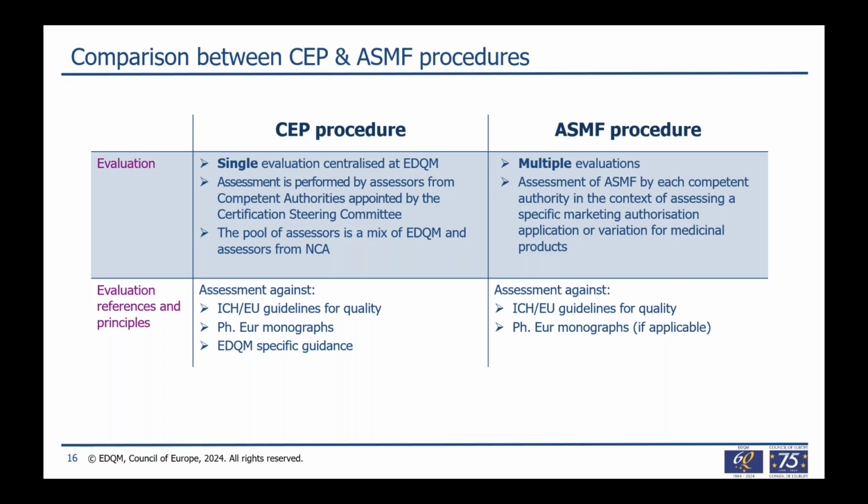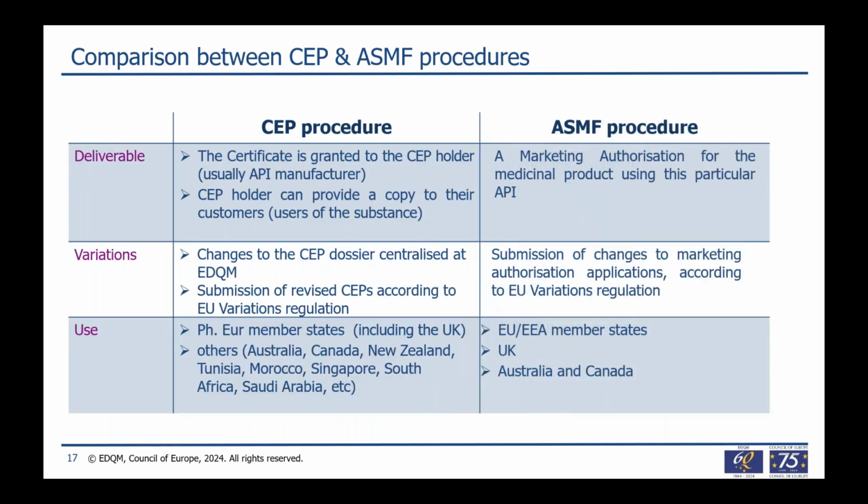The principles of evaluations and references used are pretty much identical for both procedures. They are risk-based and science-based. At the end of the CEP assessment procedure, the certificate of suitability, the CEP, is issued to the holder, who can then provide a copy to its customers, and the CEP can replace that part of the marketing authorization application. In the ASMF procedure, an approval is obtained and no formal document is released.